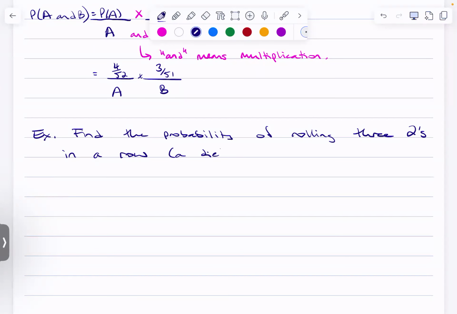A die. Kind of implied, yeah. Six-sided? Yes. All our dice are six-sided. I know. None of those crazy other dice. I'll say six-sided.